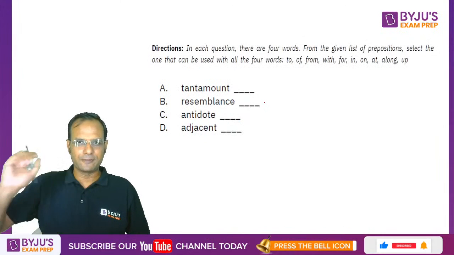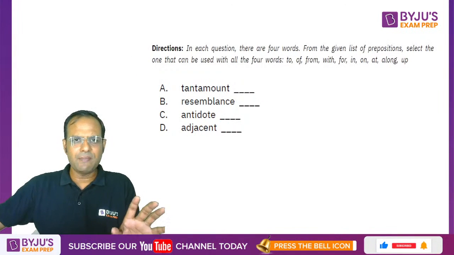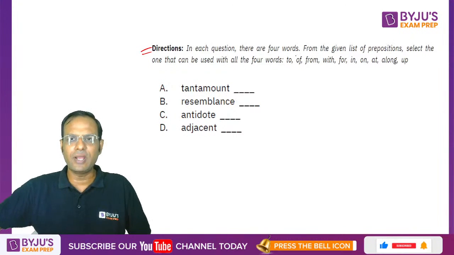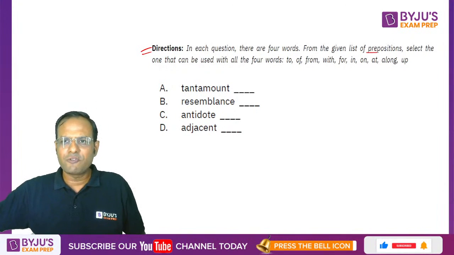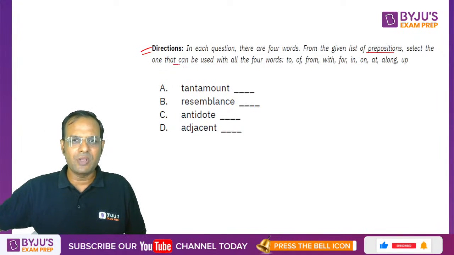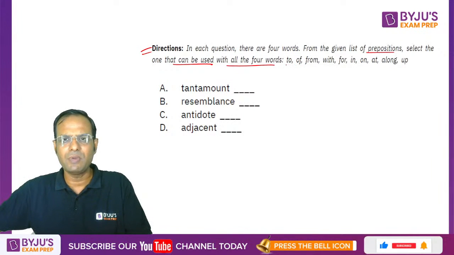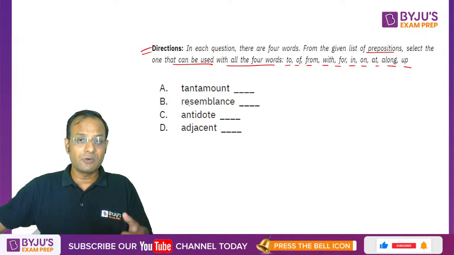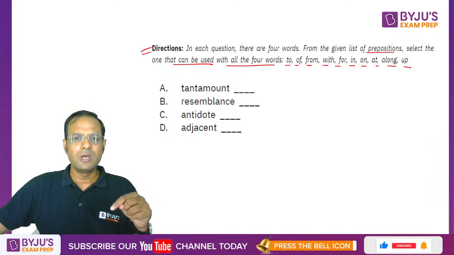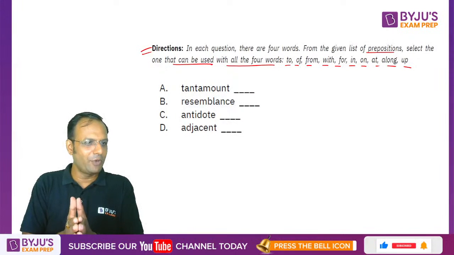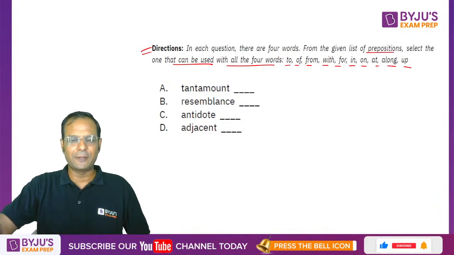Let us look at this one. Same direction, nothing changes, only the words have changed. All right. From the given list of prepositions, select the one that can be used with all the four words. And the prepositions remain the same: to, of, from, with, for, in, on, at, along, up. Read the words carefully: tantamount, resemblance, antidote, and adjacent. Let me see how many of you can answer this question correctly.